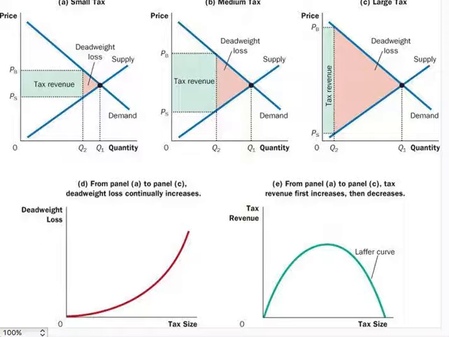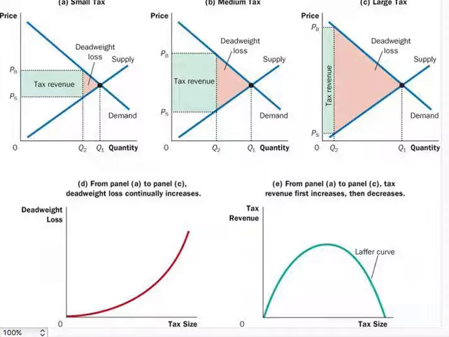The 2 panels, panel D and panel E, summarize the 2 results that we've deduced here. In panel D, we see that as the size of a tax increases, its deadweight loss quickly gets larger.